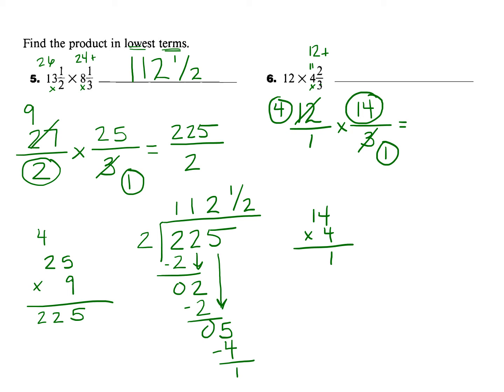4 times 4 is 16, carry the 1. 4 times 1 is 4, plus 1 is 5. So my numerator is 56. 1 times 1 is 1. And this gives me an answer of 56 over 1, which is just 56.